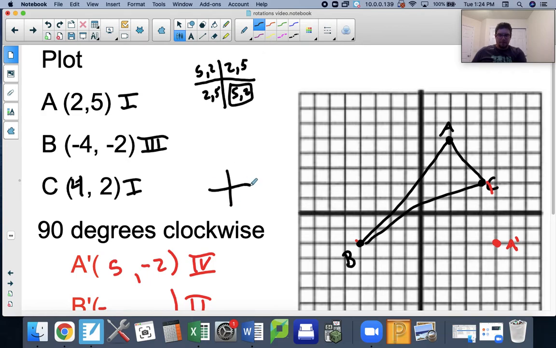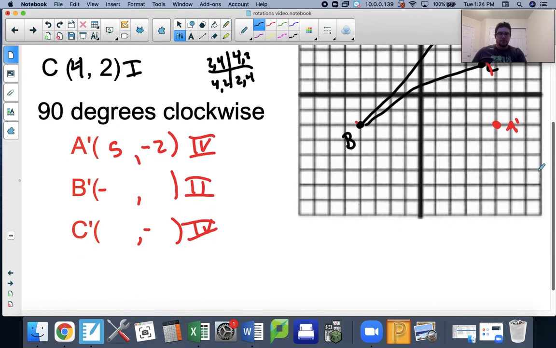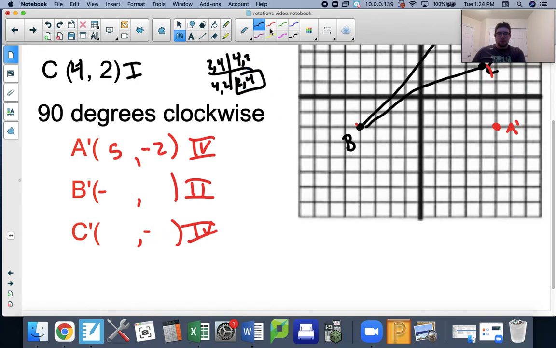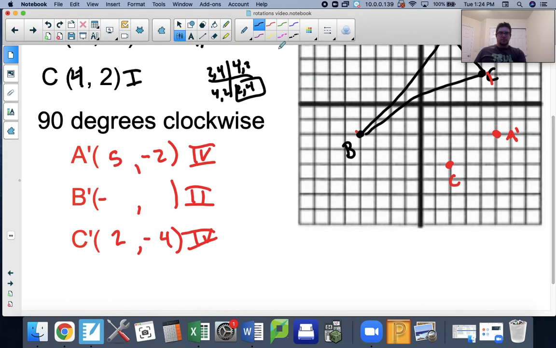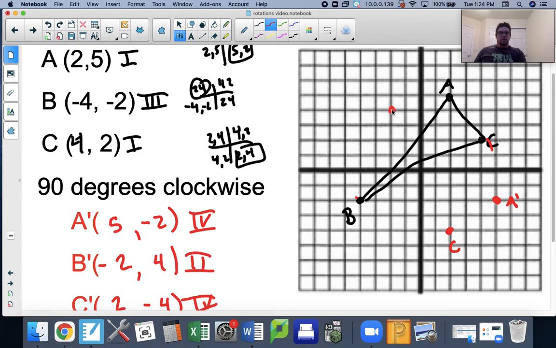C is 4, 2 up here. So it's 2, 4, 4, 2, 2, 4. So this is the one that we want. 2, negative 4. 90 degrees clockwise. Then last but not least, B, negative 4, negative 2. So this is 2, 4, 4, 2, 2, 4. We want this one. 2, negative 4 in quadrant 2.